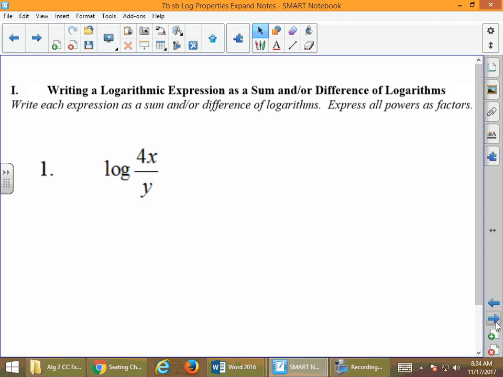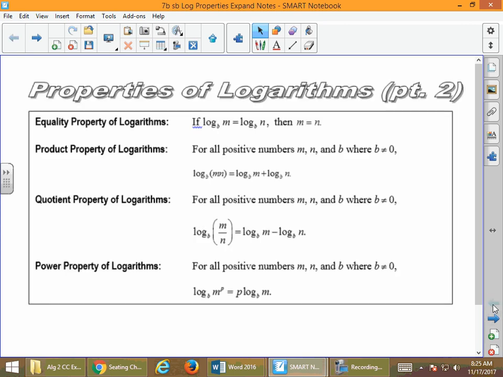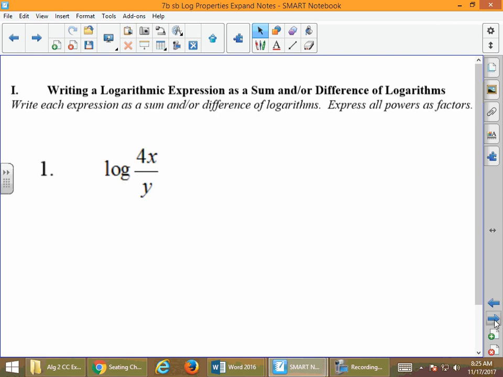As we look at our first one, we're going to write each expression as a sum and or difference of logarithms, and we still need to express all our powers as factors. What I look at here is, first of all, the fact that we've got division in this problem. And the division goes back to our quotient property, which says log base b of m divided by n. When we would expand it, we would write a minus sign, which is where we're going to start when we look at this problem here.